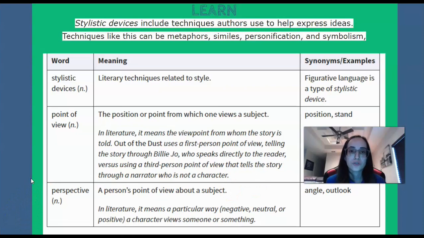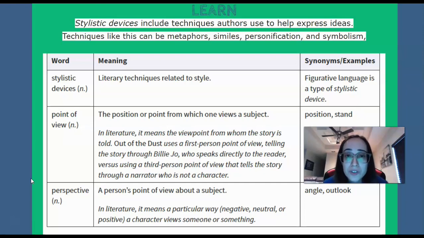Okay, boys and girls, so first, vocabulary word, stylistic devices, literary techniques related to style. So in this case, we do have an example. Figurative language is a type of stylistic device. When we think of figurative language, we have to make sure that we put into perspective that there's different types of figurative language.